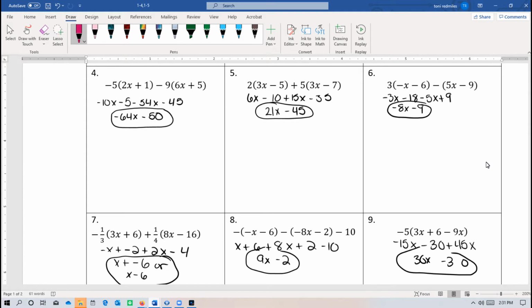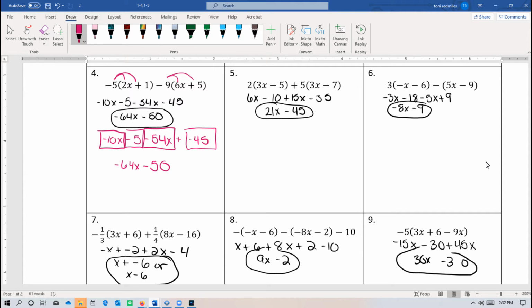All right, so now I have two distributings I have to do. Okay, so -5 times 2x is -10x. -5 times 1 is -5. -9 times 6x is -54x. -9 times 5 is a -45. Let's get our like terms together. So this -10x is like with this -54x, which is going to give me a -64x. And this -5 is like with this -45, giving me a -50.